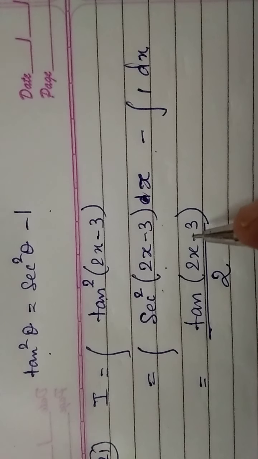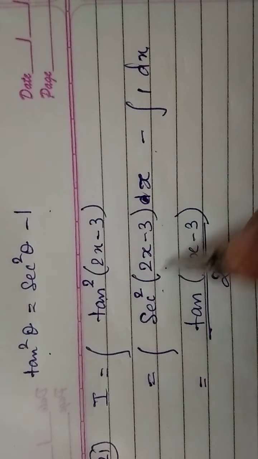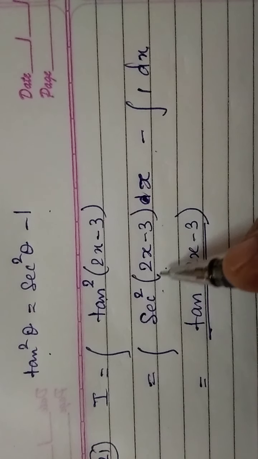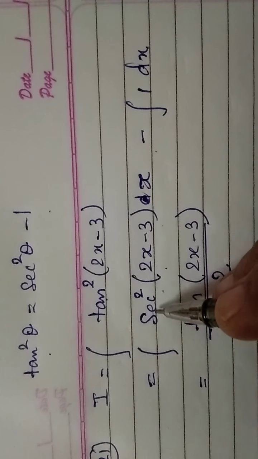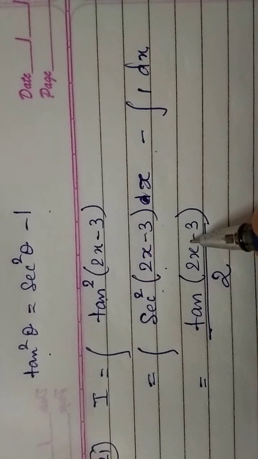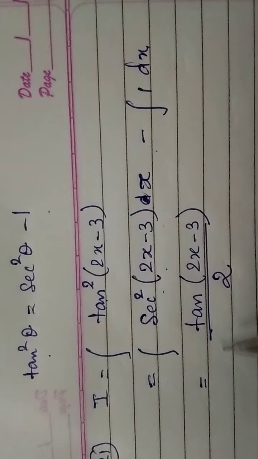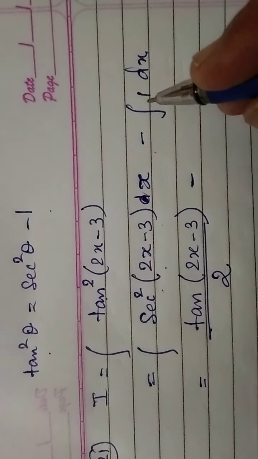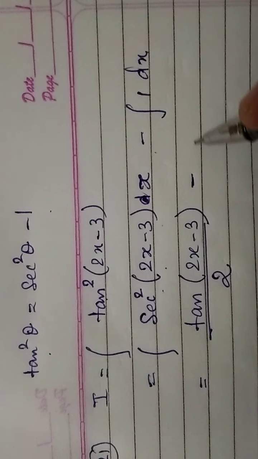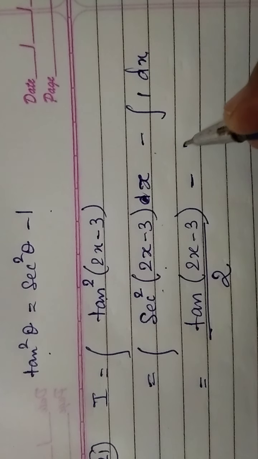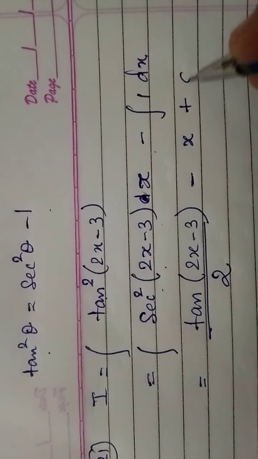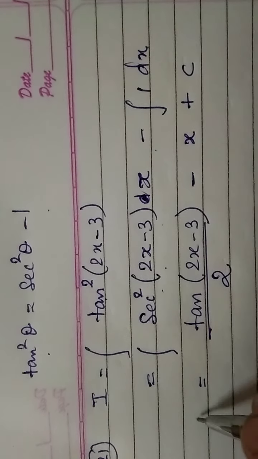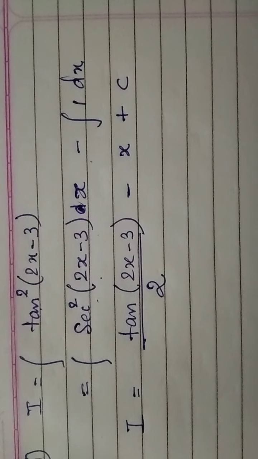You can also do it by substitution method, that is you will say this whole thing as t and therefore you will get this as dt. It will become sec squared t, that will become tan t, and that dt upon 2, so that 2 will appear over here. By any method you follow, the answer will be the same. And minus integral 1 dx. Integral 1 dx is going to be x plus c. So this is my value for integration.